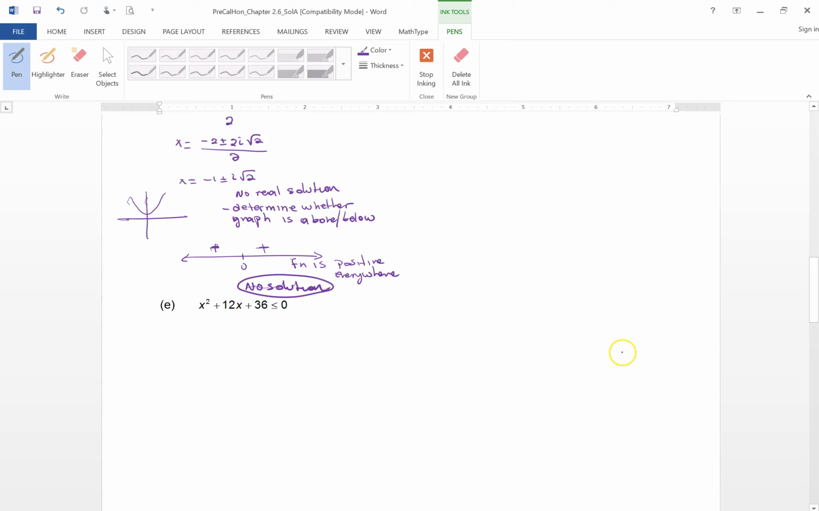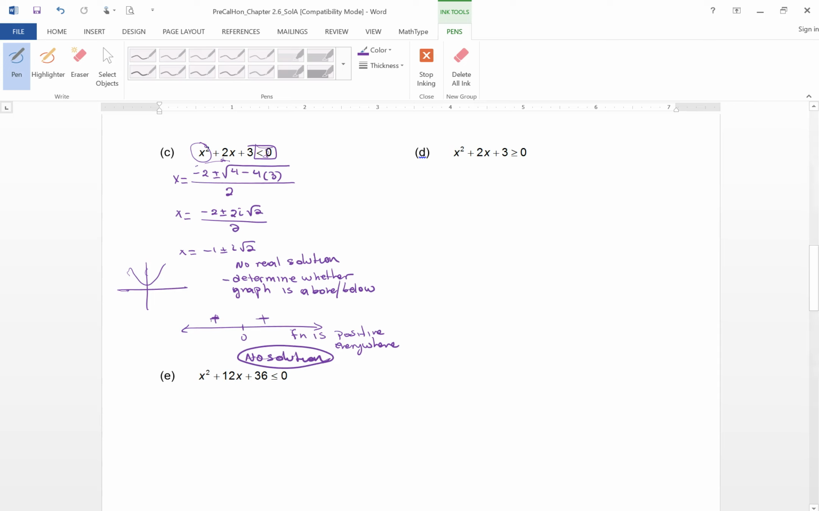In this one, we wanted the numbers less than 0, which doesn't exist, right? So it's no solution. Here it's the same function, but we want everything greater than or equal to 0. And since the function is positive everywhere, it's always greater than 0. So the answer is negative infinity to positive infinity. Okay? So the function is positive all the time.